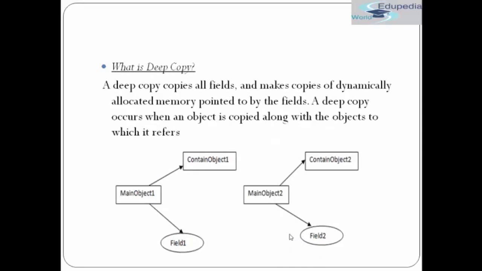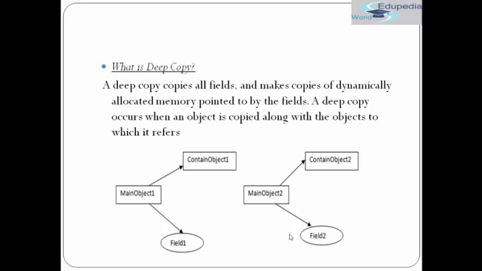Now let's see how deep copy works. Well, a deep copy copies all the fields and makes copies of dynamically allocated memory pointed to by the fields. Okay. So it makes a copy of all the memory pointed to by the fields, and deep copy occurs when an object is copied along with the object which it refers to. So over here, main object 1 is the original and main object 2 is the clone.